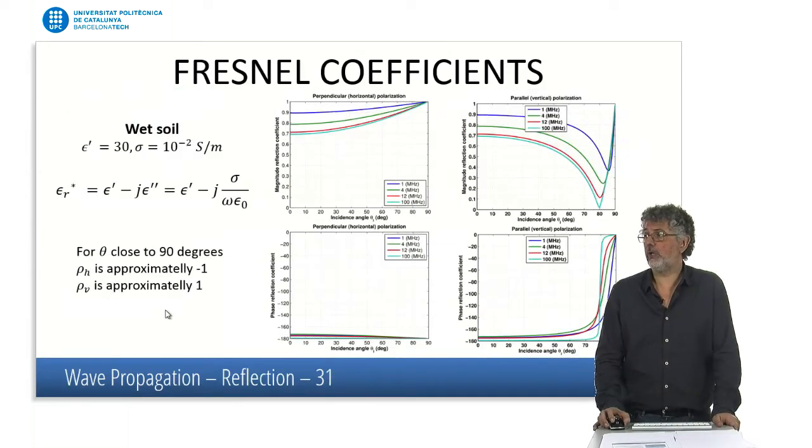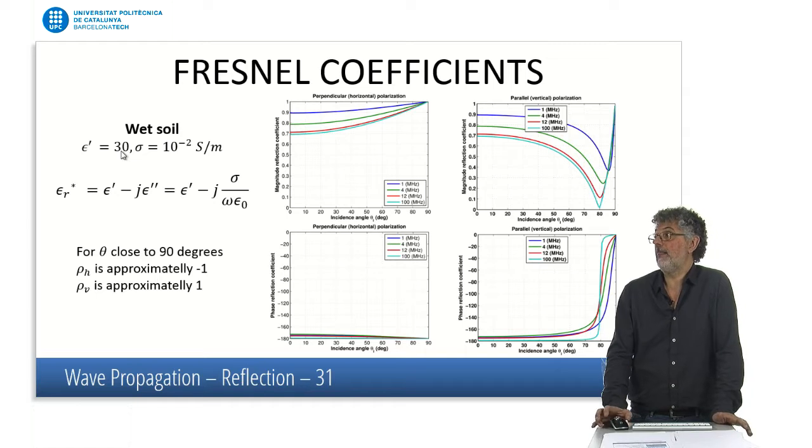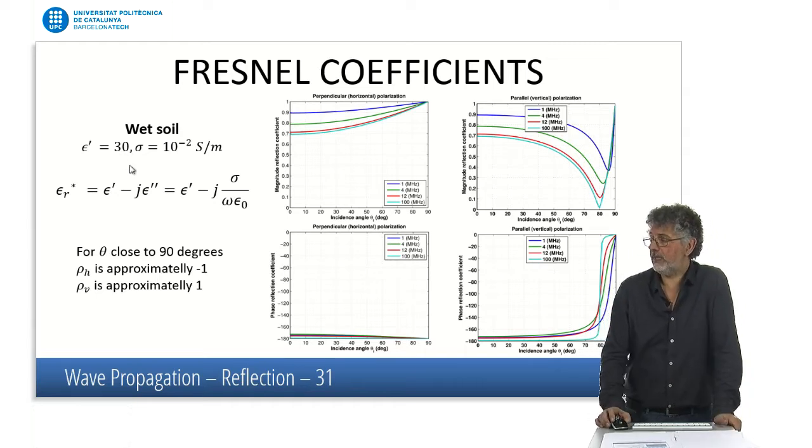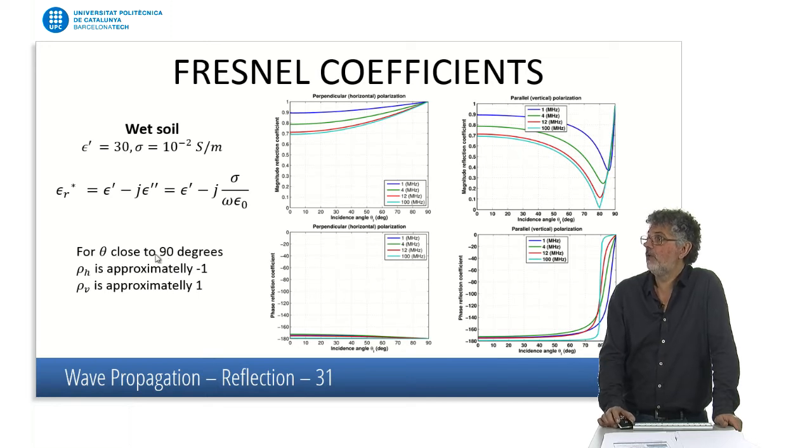If we go to wet soil, in that case, wet soil has different electric properties. The conductivity is larger and also the dielectric constant is larger. Well, we can compute the Fresnel reflection coefficients, and they are different. But the important thing is that, once again, for an incident angle close to 90 degrees, for horizontal polarization, which is this case, the reflection coefficient is close to minus 1, and for vertical polarization, which is this case, the reflection coefficient is close to 1.